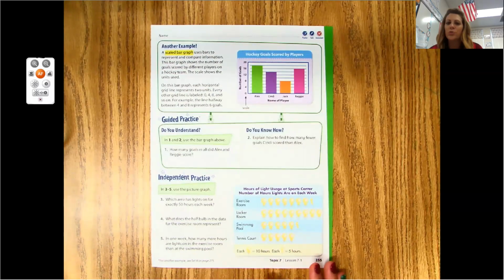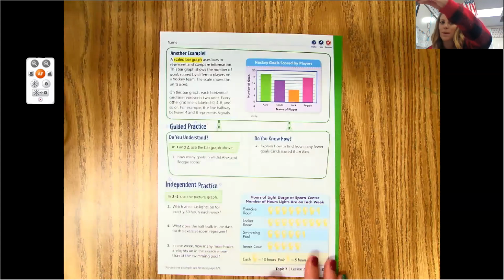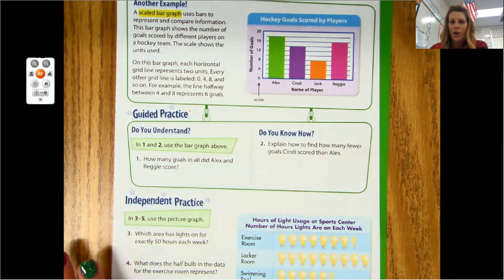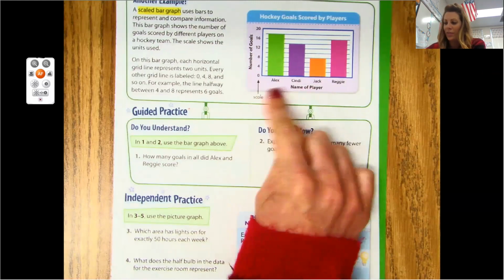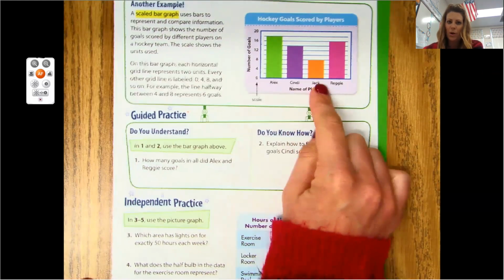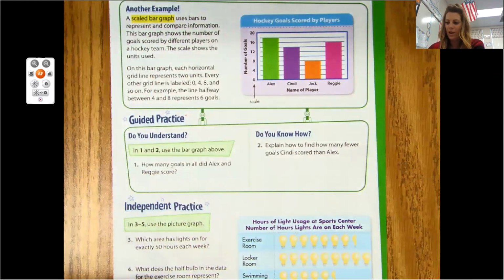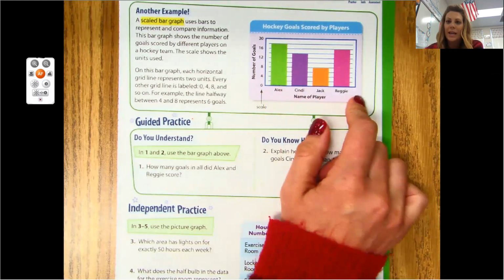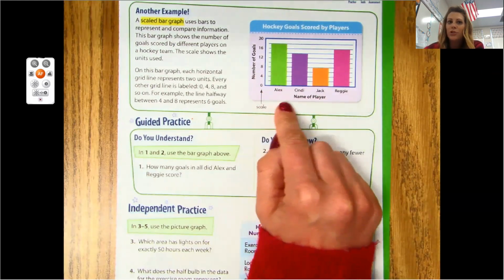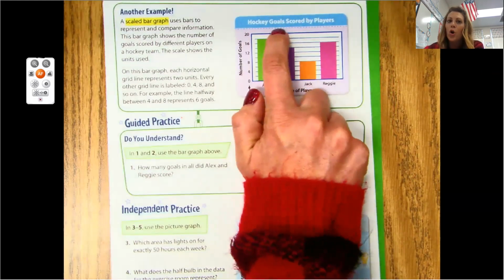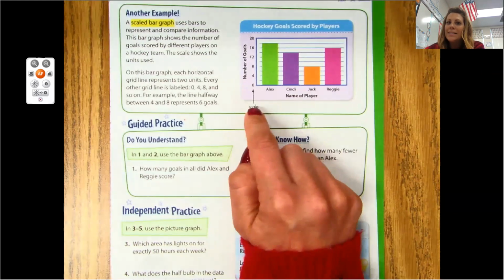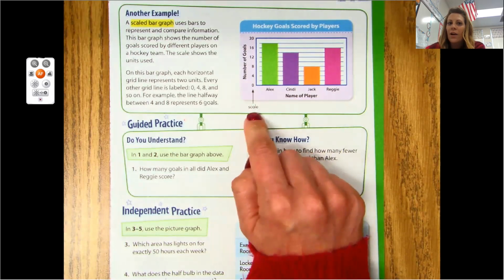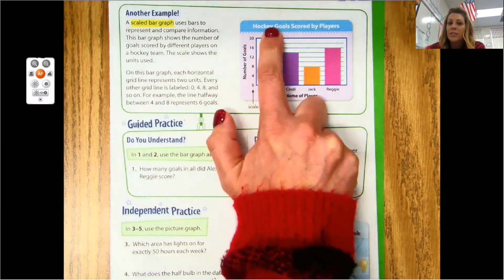So we are going to do the front together, and then you guys will do the back on your own, all right? So they talked about the picture graph in the video. We're also going to look at the bar graph. And I talked to you about a bar graph, but let's just read this part together to refresh our memory. So a bar graph uses bars to represent and compare information. This bar graph shows the number of goals scored by different players on the hockey team. The scale shows, so here's the scale, the number units that they're going to use.